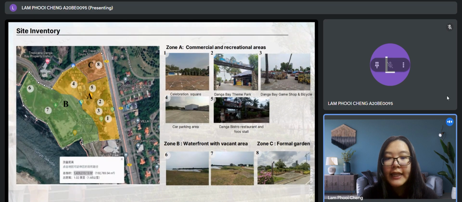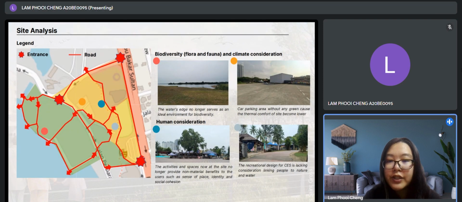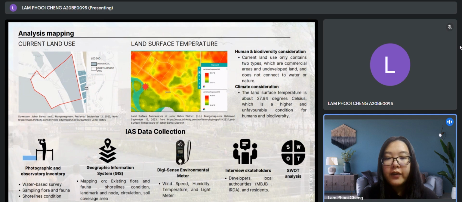The site context is divided into three zones, which are the commercial and recreational areas, undeveloped land at the waterfront, and the small formal garden. The site conditions include the water edge no longer serving as the ideal environment for biodiversity, and a car parking area without any green, causing low thermal comfort. Besides, the recreational design for CES lacks consideration for linking people to nature and water. The data collection will cover sampling, flora and fauna, waterbed survey, shoreline conditions, and more.